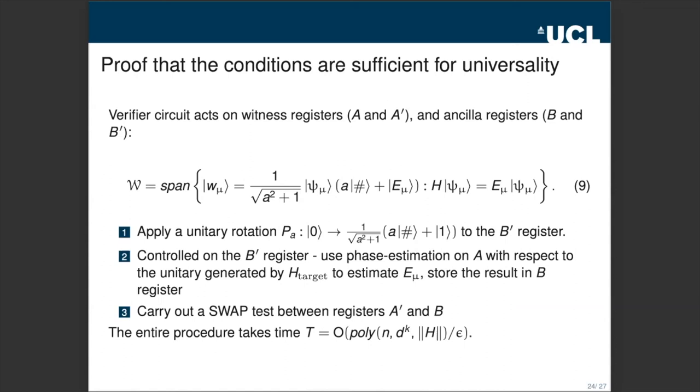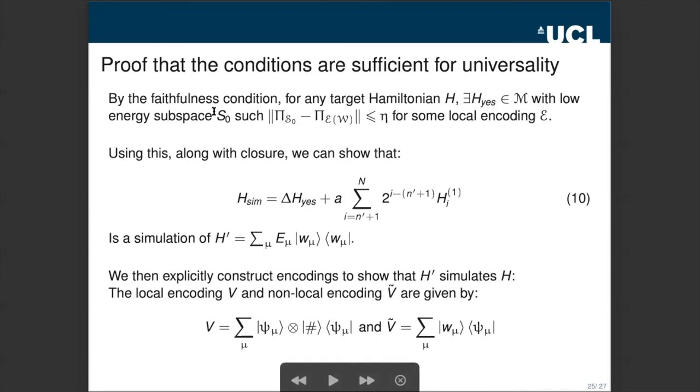So what that means is that, since our family of Hamiltonians M is QMA complete under faithful reductions, there must be a Hamiltonian in our family M with low energy subspace satisfying this condition for some local encoding E. And using this along with closure, we can show that this Hamiltonian here, H sim, is a simulation of H prime. I'm not going to talk about the projectors much, but basically using yes Hamiltonian, we can very simply construct any projector.